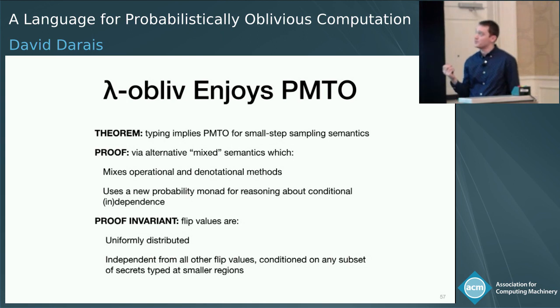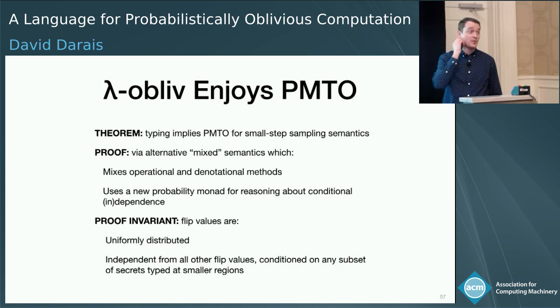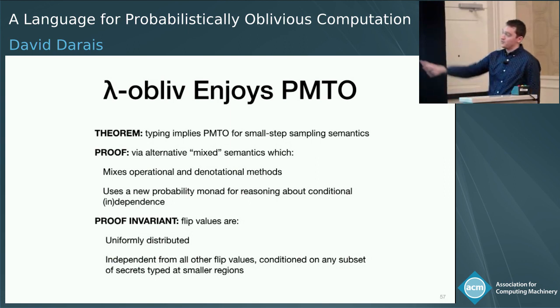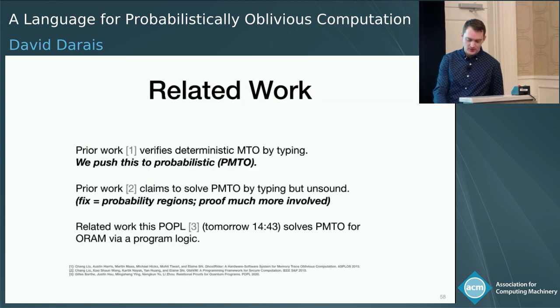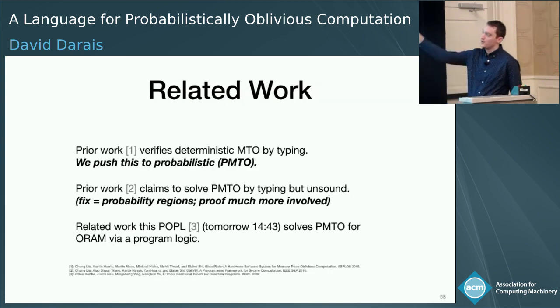We use an alternative mixed semantics, which mixes operational and denotational methods, and we even cooked up a new probability monad that lets you talk about conditioning a lot more directly. And there's a pretty tricky semantic proof invariant for flip values that's worth looking at.